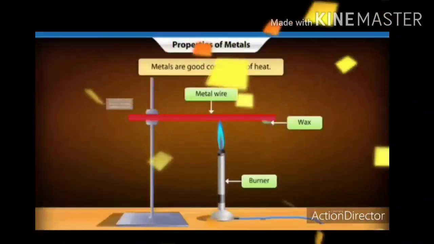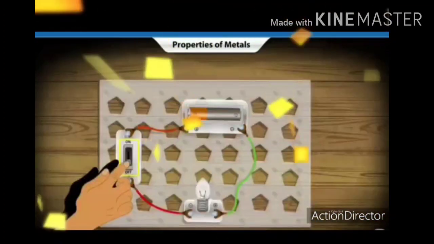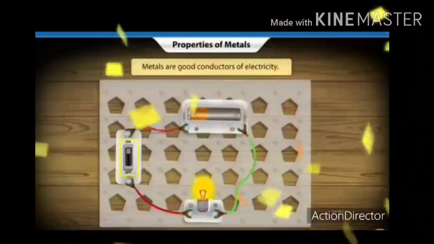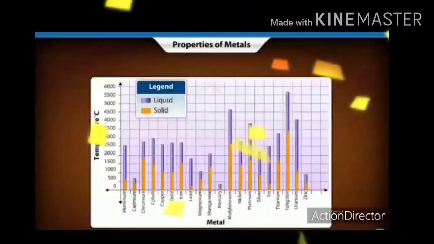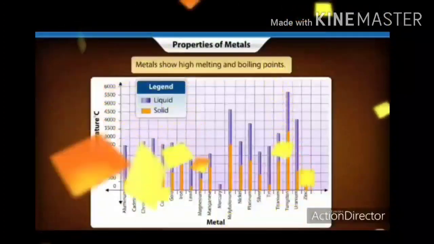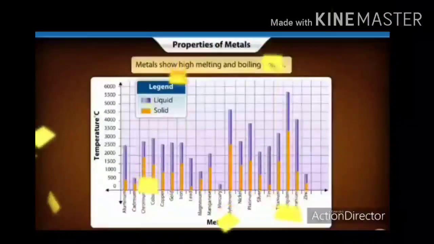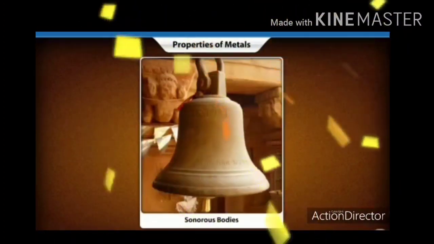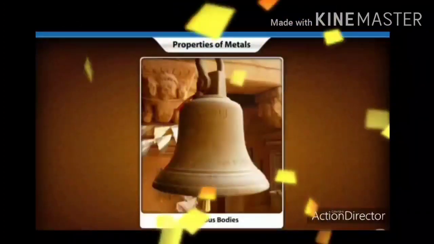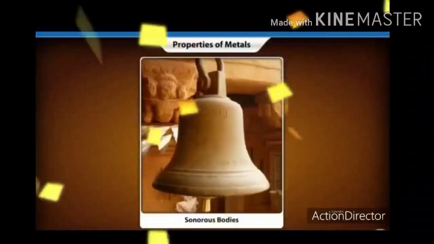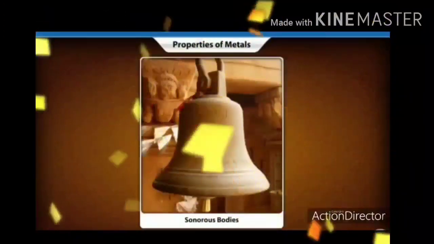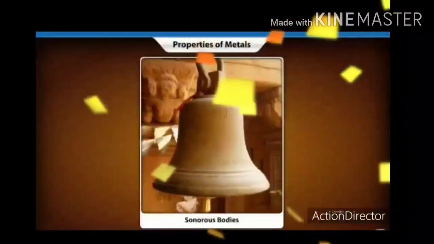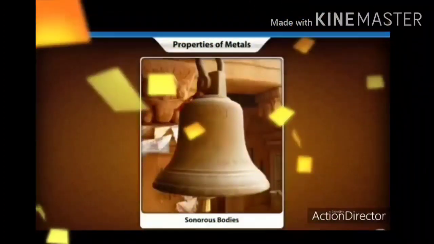Metals are good conductors of heat as well as good conductors of electricity. When electric current is passed through wires, the bulb glows. Metals show high melting and boiling points. Metals also are sonorous in nature. Sonorous means they produce sound when they are hit or struck. So metals are sonorous in nature.